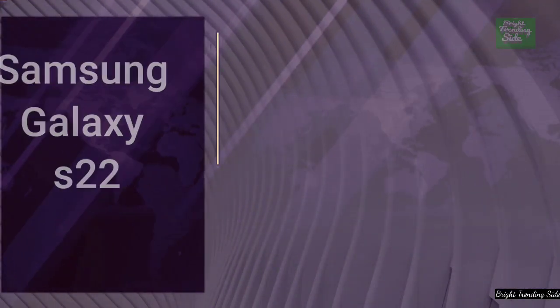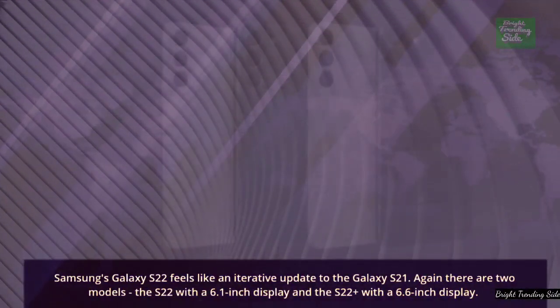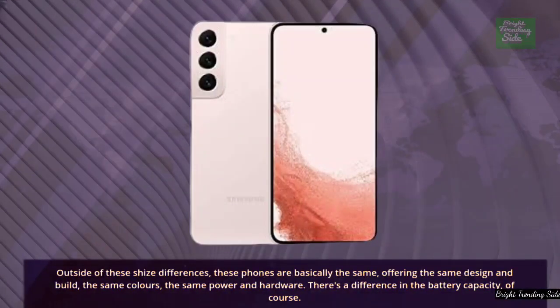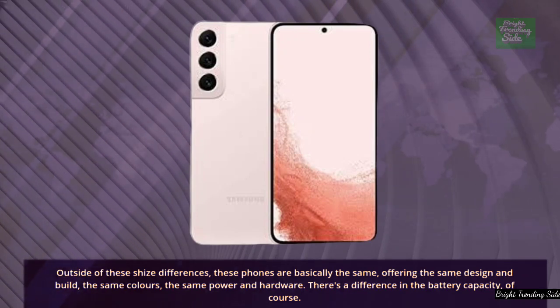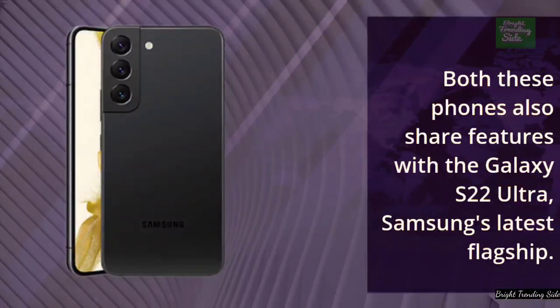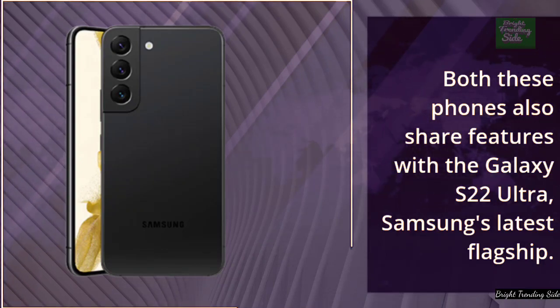Samsung Galaxy S22. Samsung's Galaxy S22 feels like an iterative update to the Galaxy S21. Again, there are two models, the S22 with a 6.1-inch display and the S22 Plus with a 6.6-inch display. Outside of these size differences, these phones are basically the same, offering the same design and build, the same colors, the same power and hardware. There's a difference in the battery capacity, of course. Both these phones also share features with the Galaxy S22 Ultra, Samsung's latest flagship.